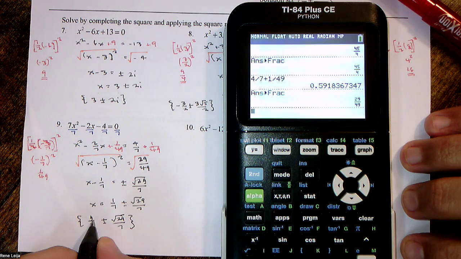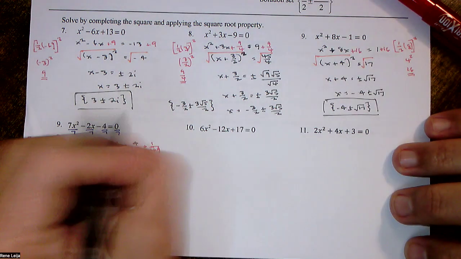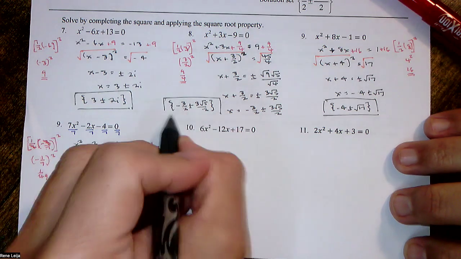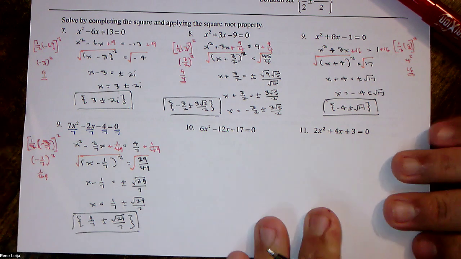Okay. And block these in. Okay. All right, number 10.